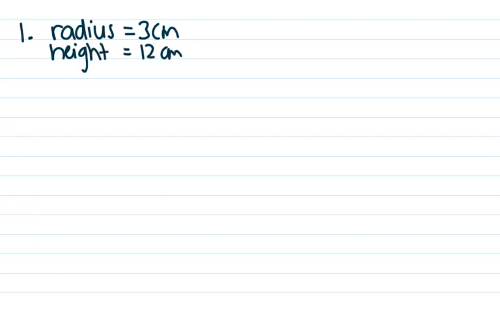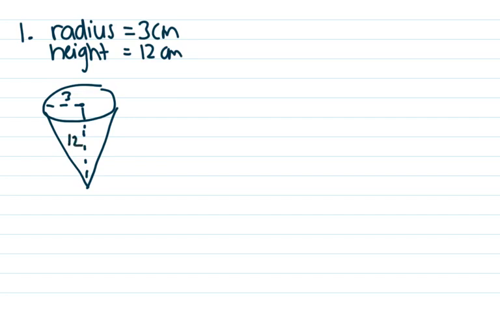So it's always best to start with a diagram if they don't give you one. So just a little sketch, I'll draw a cone. The radius is 3 centimeters, and the height is 12. So let's go back and review what the formula is for the surface area of a cone. So the surface area of a cone equals pi r squared plus pi rl.